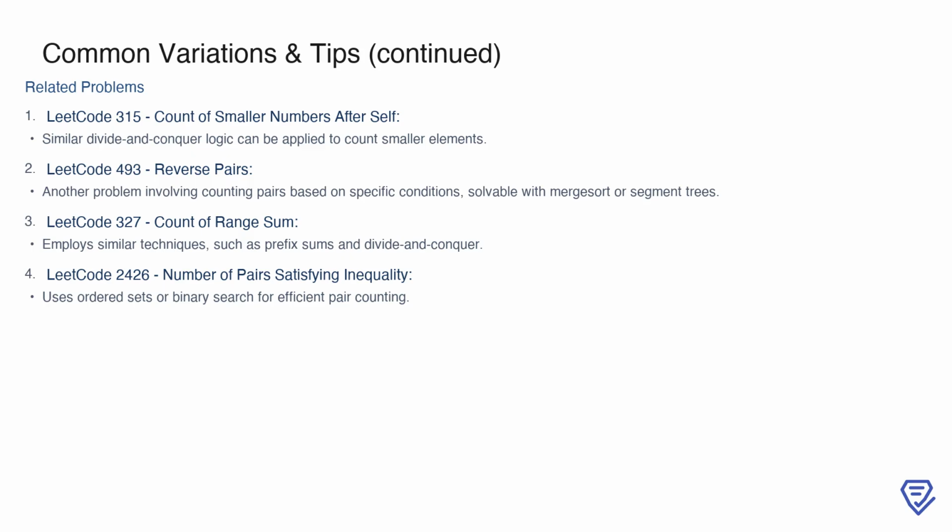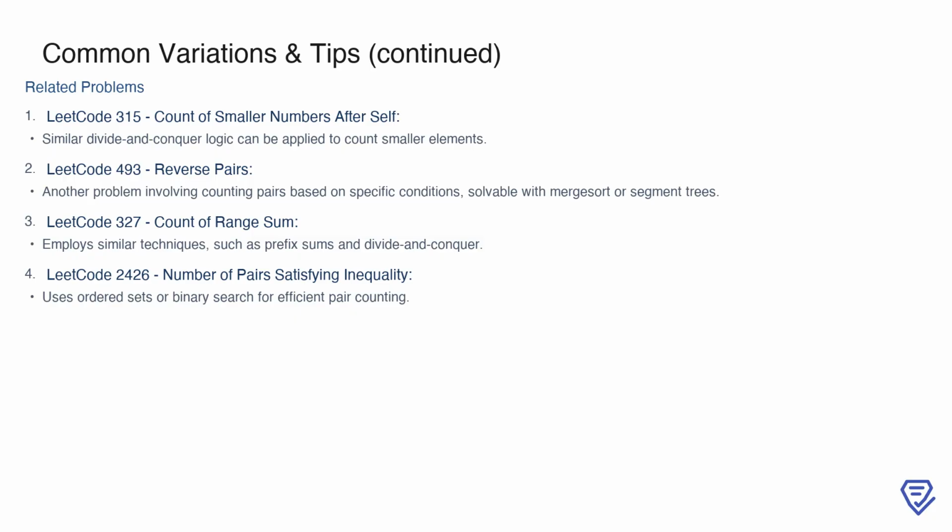This problem is closely related to several others on LeetCode that use similar techniques. For example, LeetCode 493, reverse pairs, also involves counting pairs based on specific conditions and can be solved using merge sort or segment trees. LeetCode 327, count of range sum, employs techniques such as prefix sums and divide and conquer, making it another problem worth studying. Additionally, LeetCode 2426, number of pairs satisfying inequality, requires efficient pair counting and makes use of ordered sets or binary search.